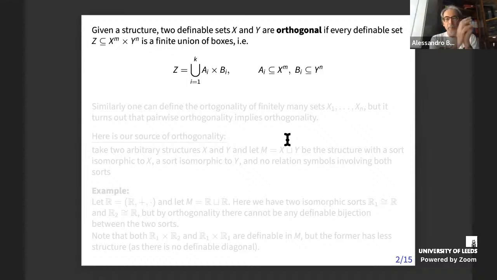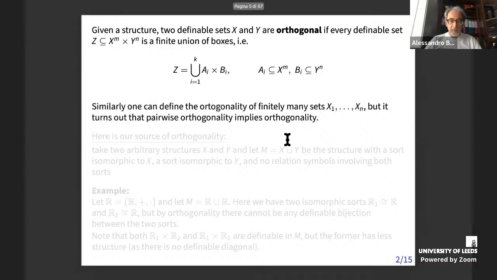So let's remind that if you have two definable sets in a given structure, they are orthogonal if they do not interact, in the sense that the only definable sets in a Cartesian product of X and Y, or powers of X and Y, are just finite unions of boxes, namely of the form A times B, where A is inside X and B is inside Y to some powers. So you cannot define anything interesting. There are no interesting relations between X and Y, only trivial ones, finite unions of boxes.